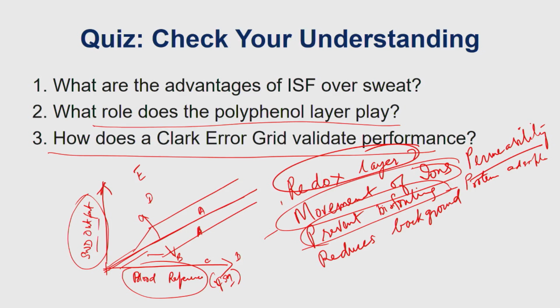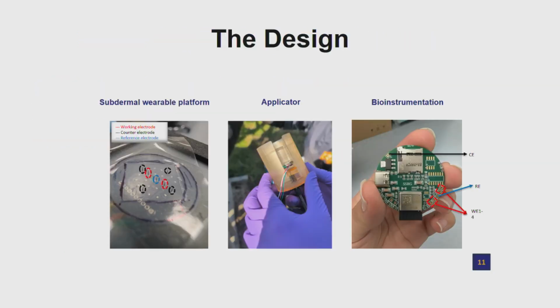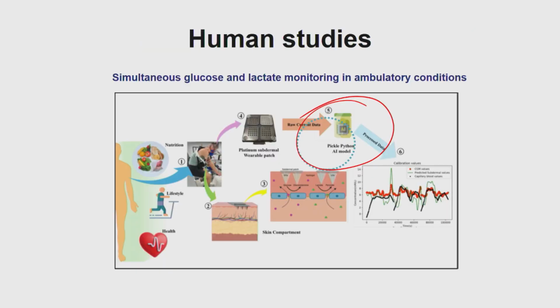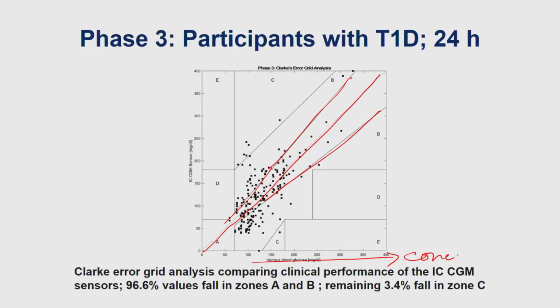Is Clark grid error clear to everybody? All right. Why is it narrow here and wide here? Why is it narrow in this region and wide in this region? So the sensor works well for the low concentration. Is that the reason why this is funnel shaped? We have more margin of error in the wider concentration than this, less. Why?